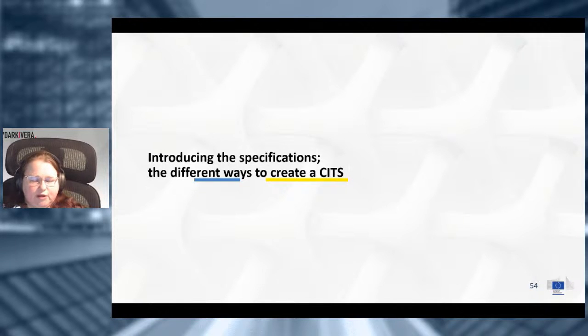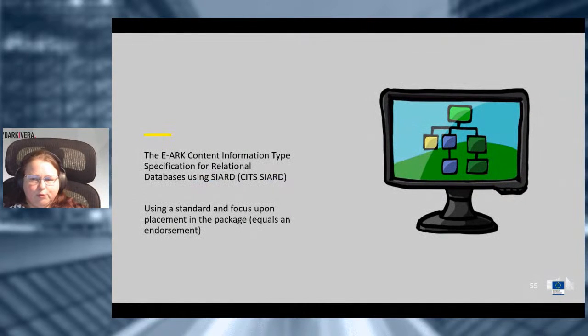Looking into different ones of them and following what I just showed. So if we look at the relational databases, there we are describing a relational database using a standard named SIARD. And here we are using a standard. The standard comes with, thankfully, a lot of tools already. So here the focus is actually placement into the package. We have this information, how do we handle it? Equals an endorsement. That's really similar.